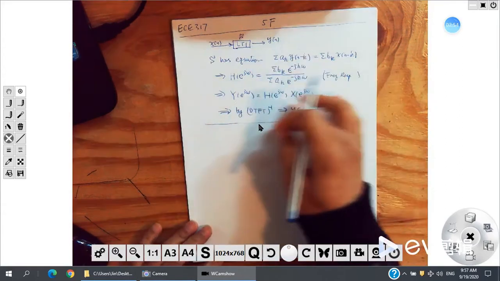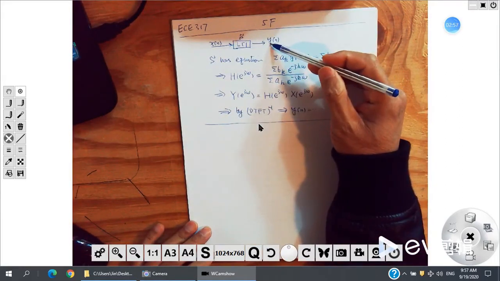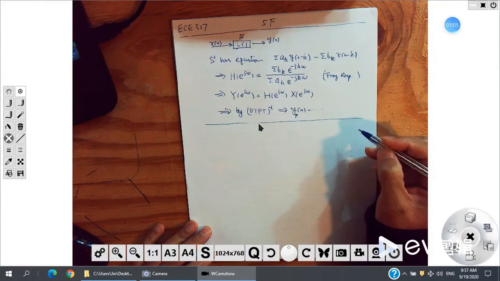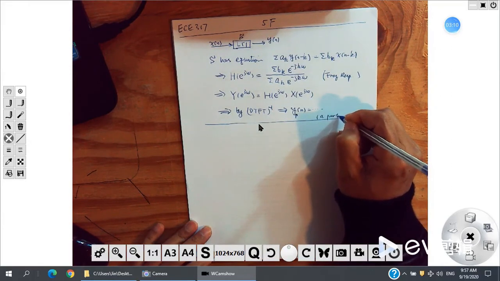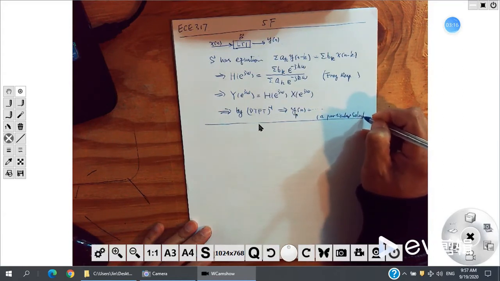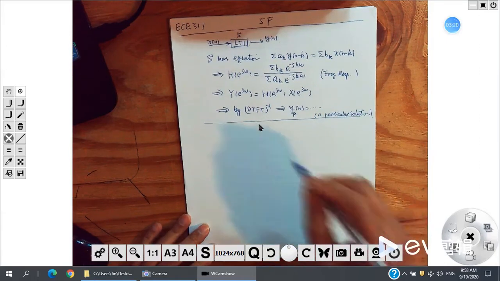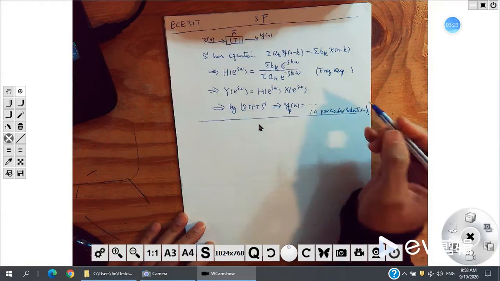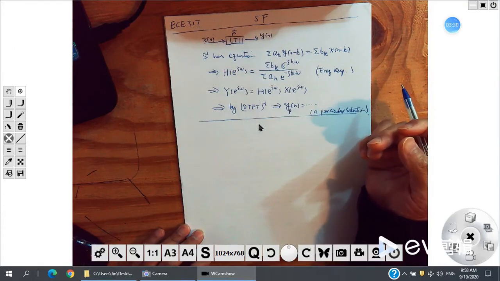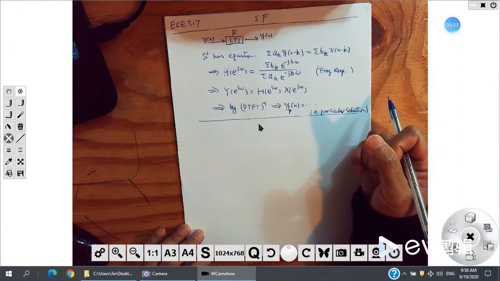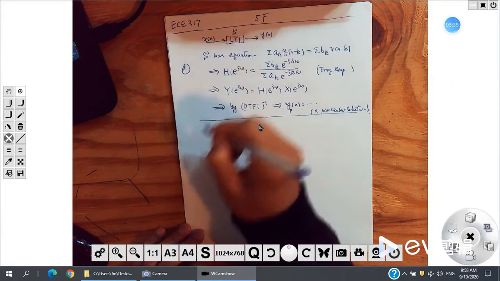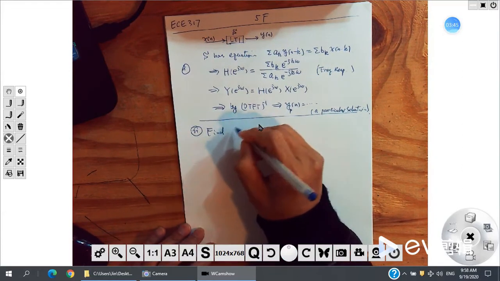But in this way, we didn't mention anything about the initial condition. So we call this a particular solution. If you want to find the solution that satisfies certain given initial conditions, then you have to do two more steps. This is step 1, then 2: you need to find the homogeneous solution.